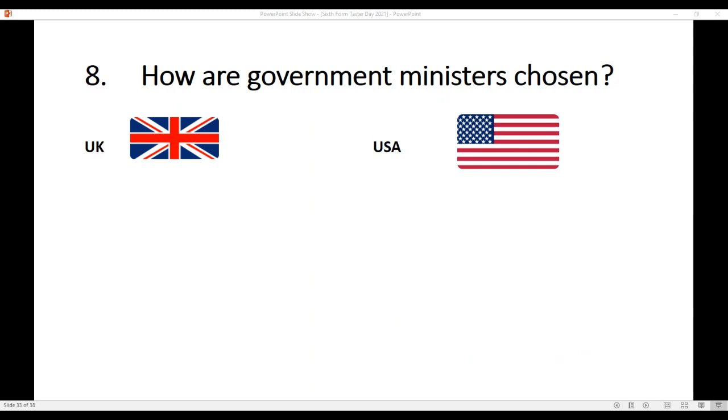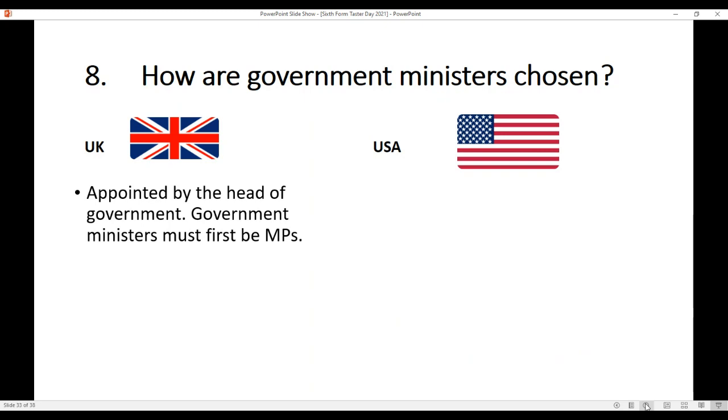Okay, the reality is, in the United Kingdom, they are appointed by the head of government, appointed by the Prime Minister. Government ministers must first be members of Parliament. They have to be an MP first. Theoretically, you can be a member of the House of Lords as well, but there's not too many of those. One or two of those are usually appointed to the government. The vast majority of government ministers are appointed out of the 650 members of Parliament. You can't be in the government as a proper minister unless you are first elected to Parliament.